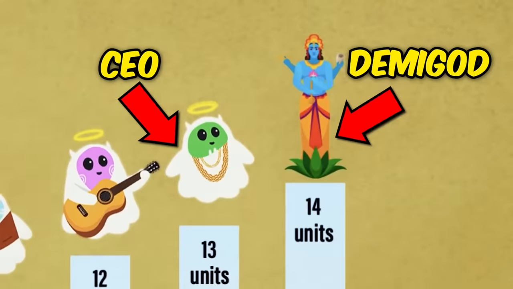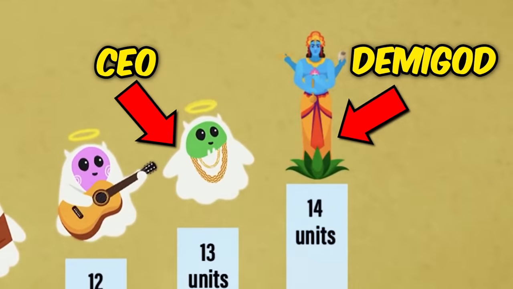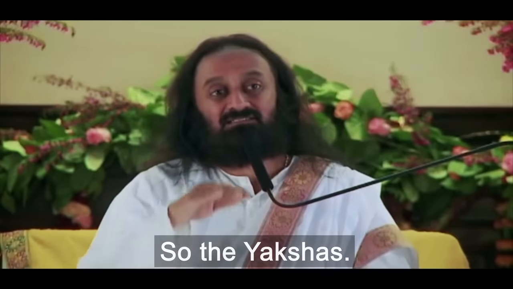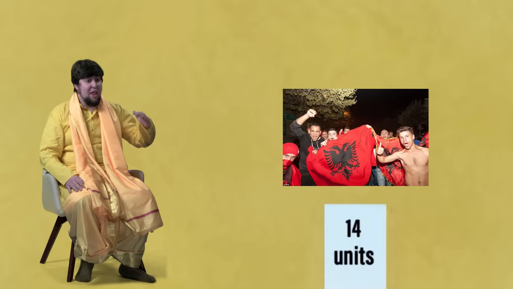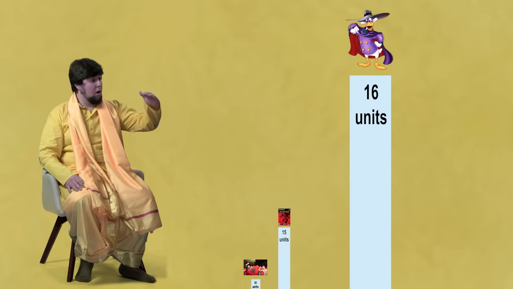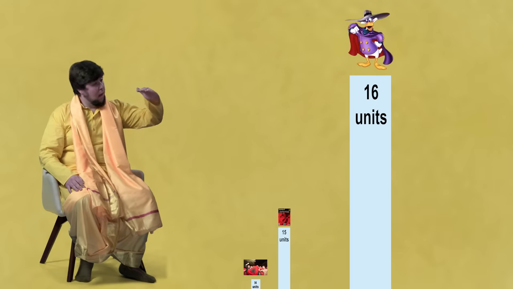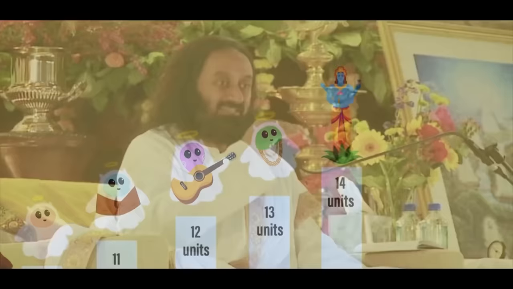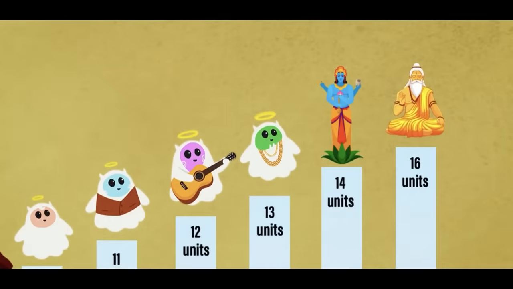Demigod is one level above Jeff Bezos. Did he write this list? I don't know what I was hoping for, but I don't really think I'm surprised. So the Yakshas, then Devas. Then Albanians, then Shin Megami Tensei Nocturne, Darkwing Duck, Gandhi. And then Siddhas.